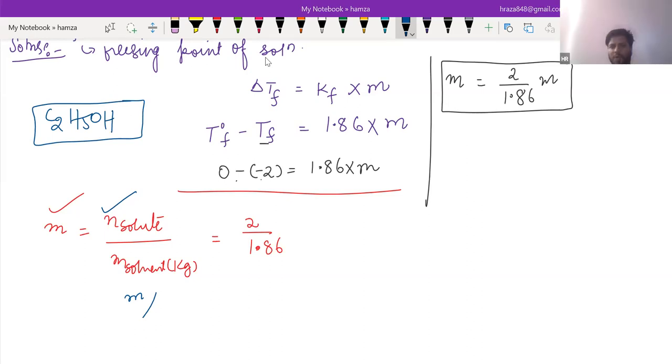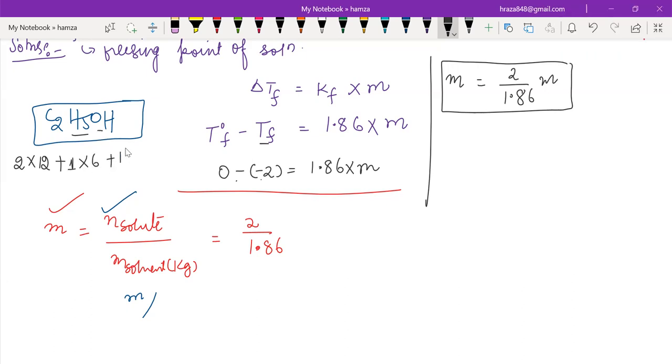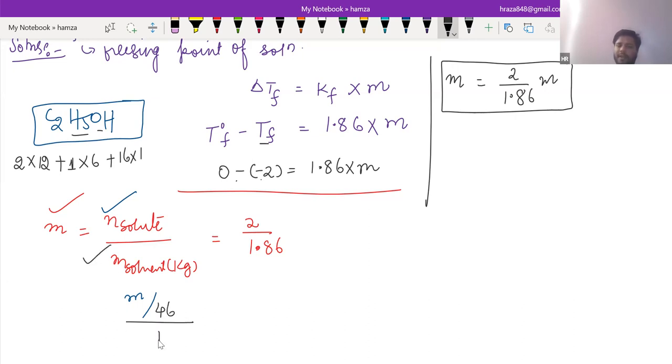Can anyone tell me the molar mass of C2H5OH? Hamza, Fatima, Namira, Nora. Molar mass of C2H5OH. It's wrong. Nora: two carbons, each with atomic mass 12, plus hydrogen with atomic mass 1, and there are 6, and oxygen is 16 into 1. Very good. So the molar mass is 46, and the mass of solvent given in the question is 1 kg.